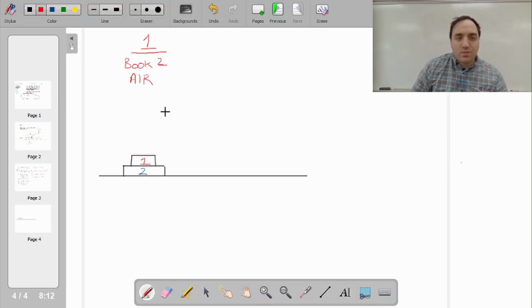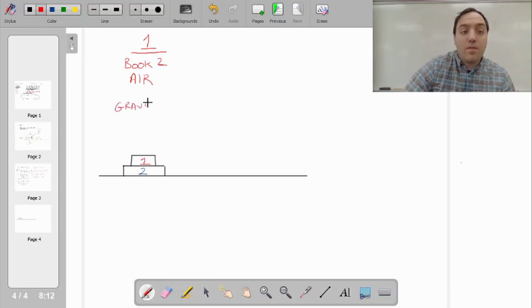But is there anything else really touching book one? I'm not touching it. You're not touching it. There's no shelf. There's no surface. We haven't talked about the wall, but we're going to assume it doesn't for the sake of this example. The only other thing we have to talk about is gravity.